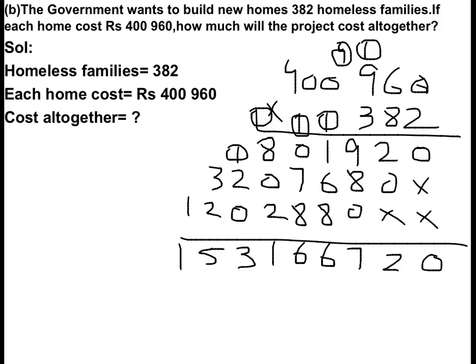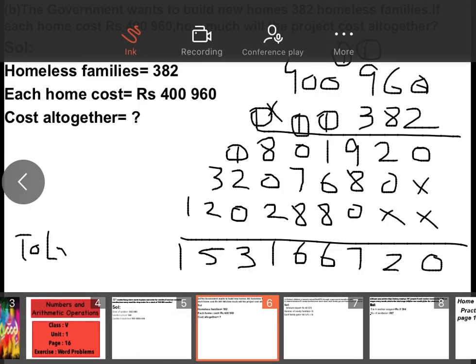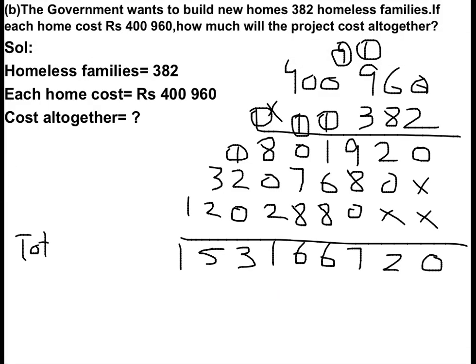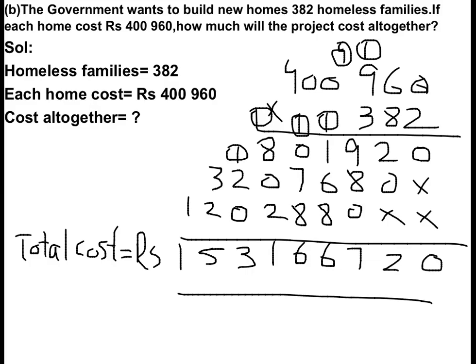Total cost, yes student, total cost, yes, total cost student, total cost, that is rupees 153,166,720. That is the answer of part B. Understand student?